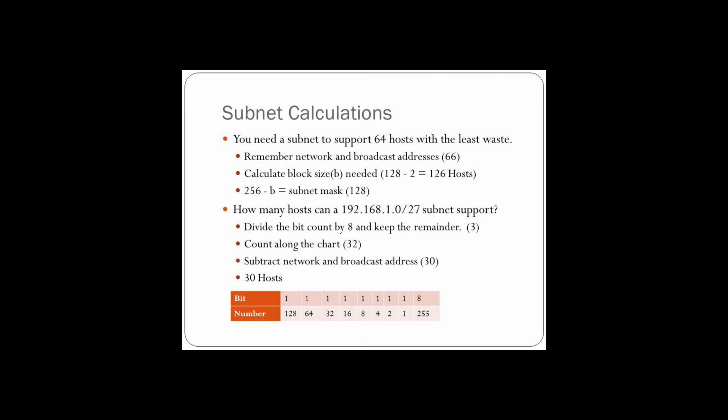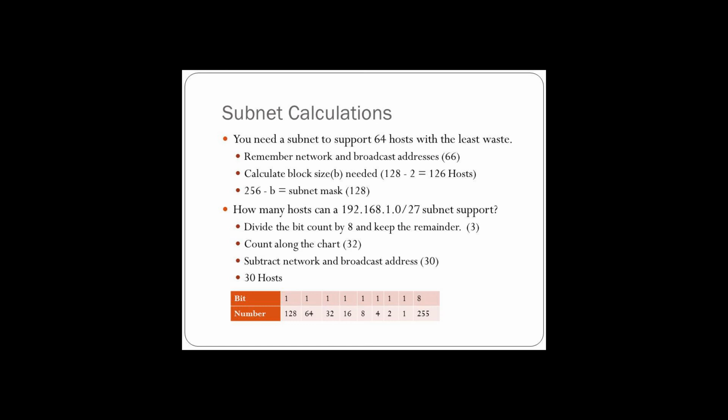If we subtract 2 for the network and broadcast to find out how many host addresses, we get 126. And finally, we need a subnet mask to configure our network interfaces with. So we take 256 minus the block size of 128 to get 128 for our subnet mask.